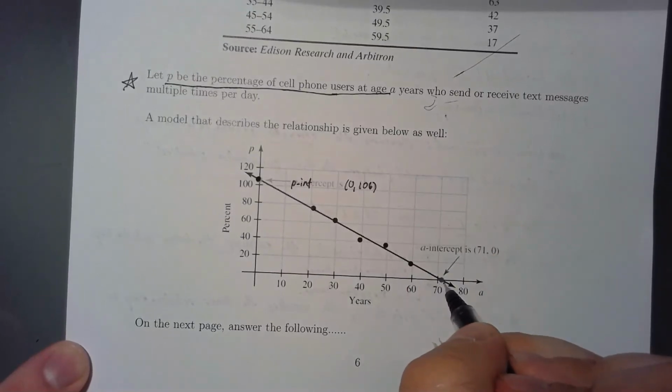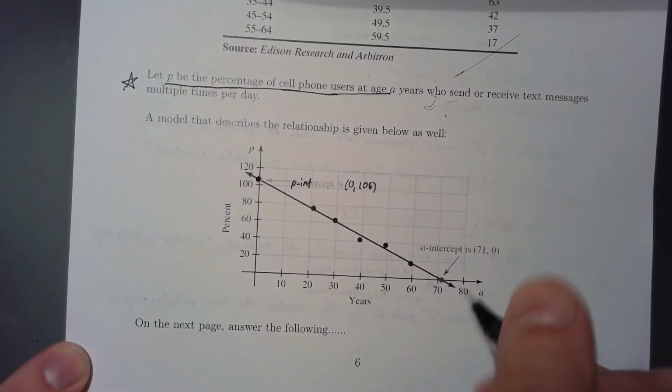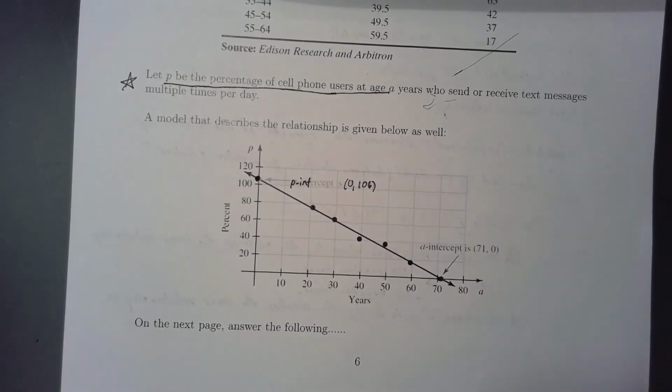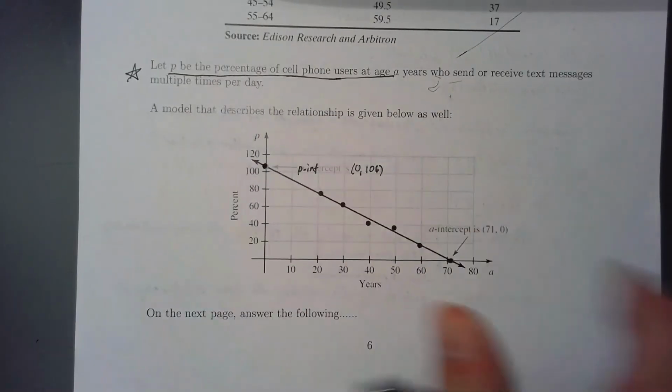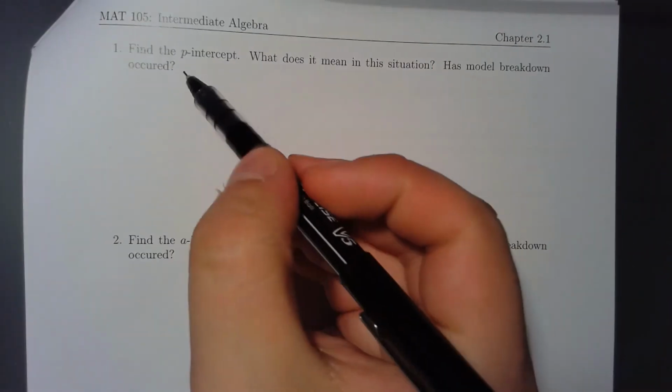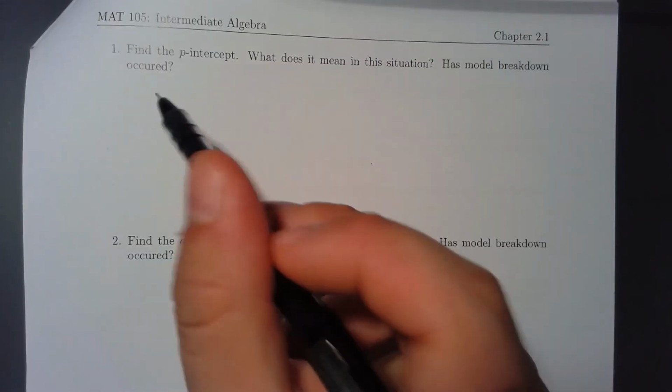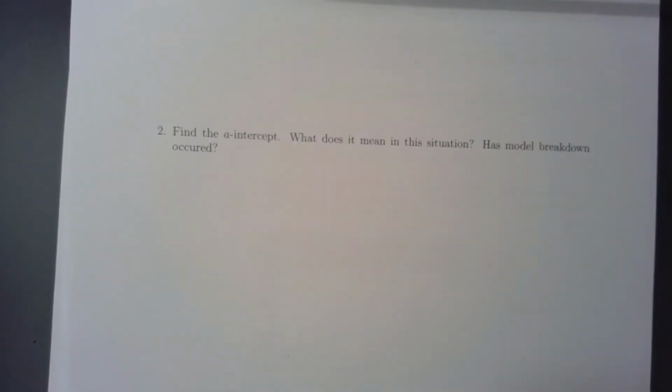And the model crosses the a-axis right here. That's a little bit better to see. That's (71, 0). So given our model, answer the following on the next page. Find the p-intercept. What does it mean in this situation? Has model breakdown occurred? And the same thing for question 2.